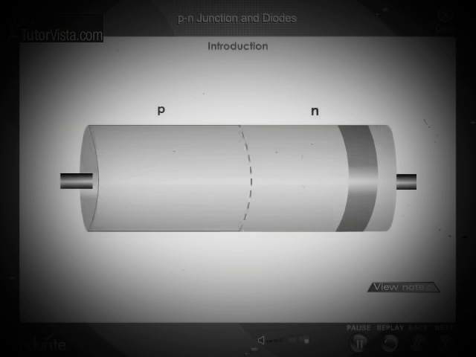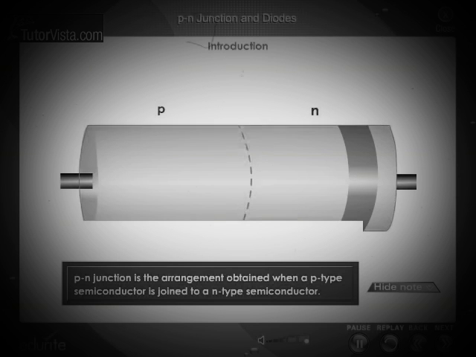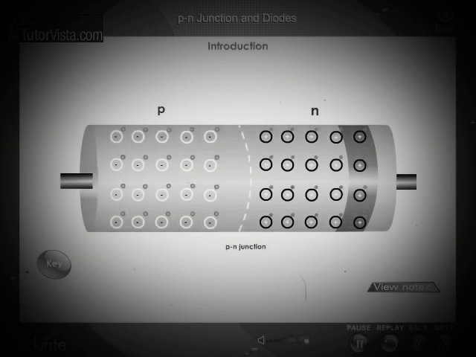Here, one half is P-type and the other is N-type. P-n junction is the arrangement obtained when a P-type semiconductor is joined to an N-type semiconductor. Displayed here is a P-n junction.